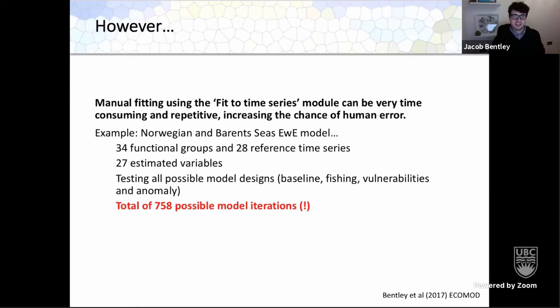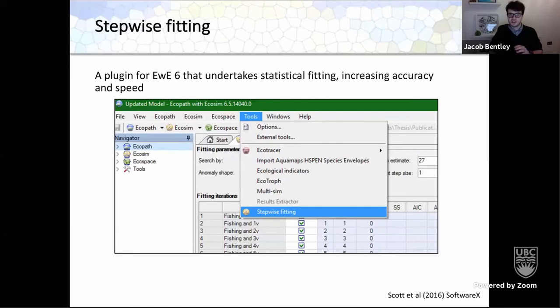For example, the Norwegian and Barents Seas model that we worked on had 33 functional groups. We had 28 reference time series. So it meant we could estimate a maximum of 27 parameters to fit the model, so 27 vulnerabilities and spline points included in that 27. Testing all possible combinations of vulnerabilities across the matrix would have resulted in a possible 758 model iterations, or combinations of vulnerabilities, that we could have tested. Going into that manual fitting and trying every single one of those combinations would have been impossible. It would have taken a crazy amount of time, and there would have been a lot of error associated with it. So something that was developed a few years ago now was this stepwise fitting plugin.